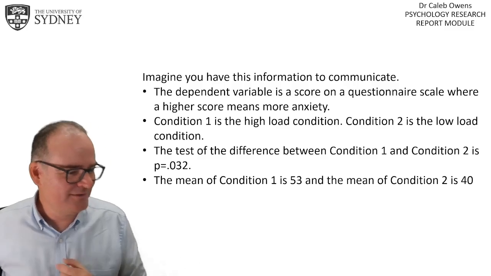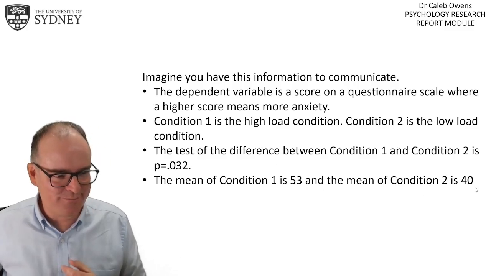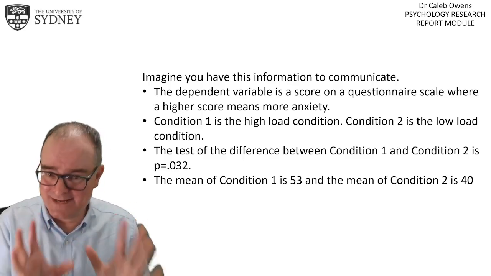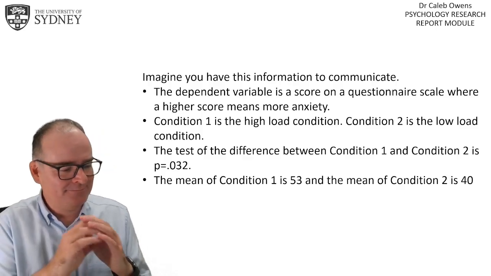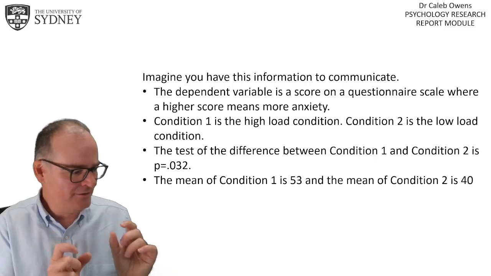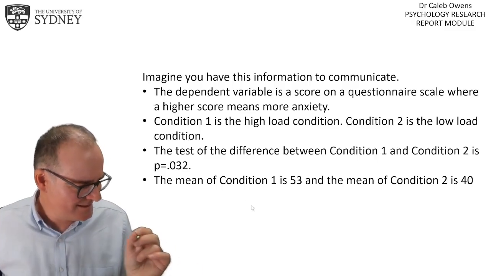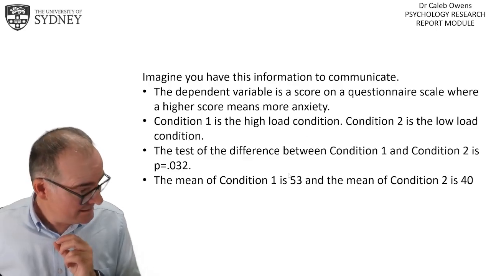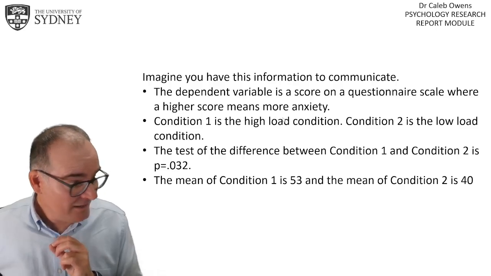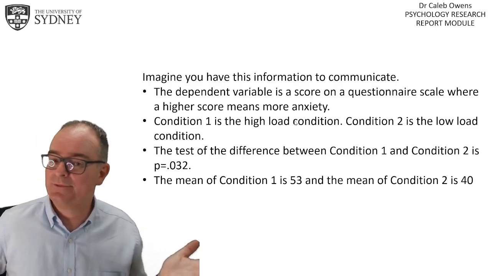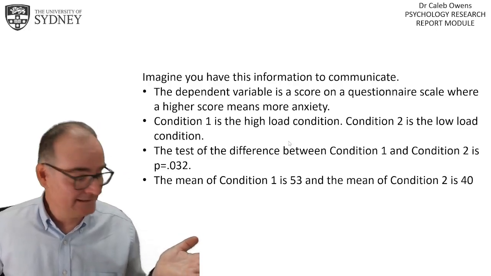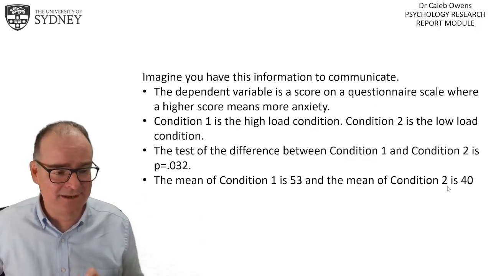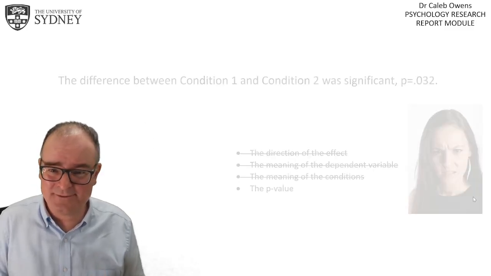So you think, hang on, what's this adding, that very last dot point? It's the direction of the difference. Now you don't need to state the means in these sentences, but you need to look at the means and know that, well, it was higher for condition 1. Can you see how we're going to put this together? 53 compared to 40, higher means more anxiety. Condition 1 is more anxiety. High load is more anxiety. Just put them all together, and it's statistically significantly different. See, so you need all this information. You can't start putting it together without all that information.